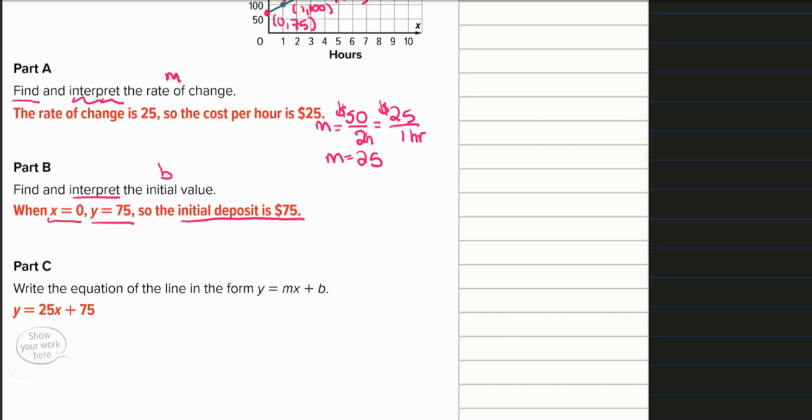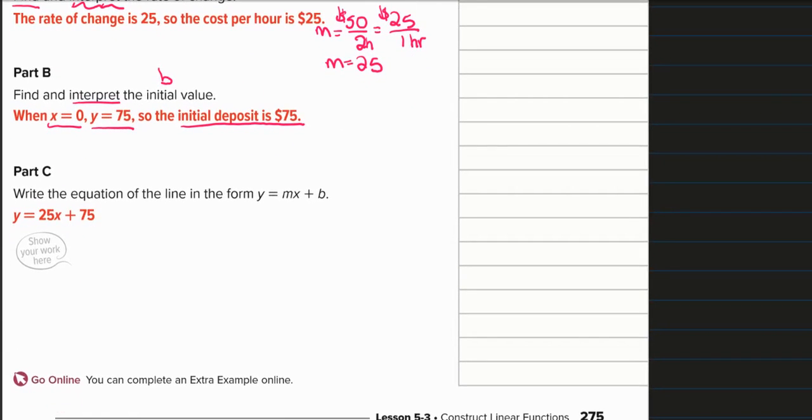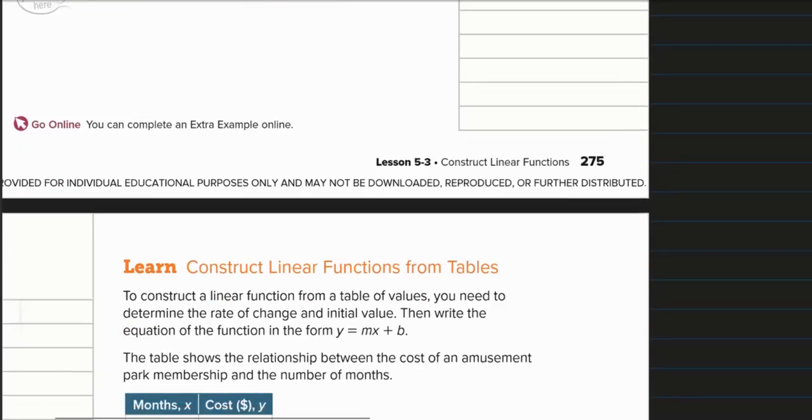Okay, part C is when we're writing our equation. So if it helps, we know that our m is going to be 25. We know the b is going to be 75. So now we just write our x and our plus sign, our equal sign, and our y. That's an easy way to remember how to write the equation if you just write it right below the slope-intercept form. All right, let's go to the next.